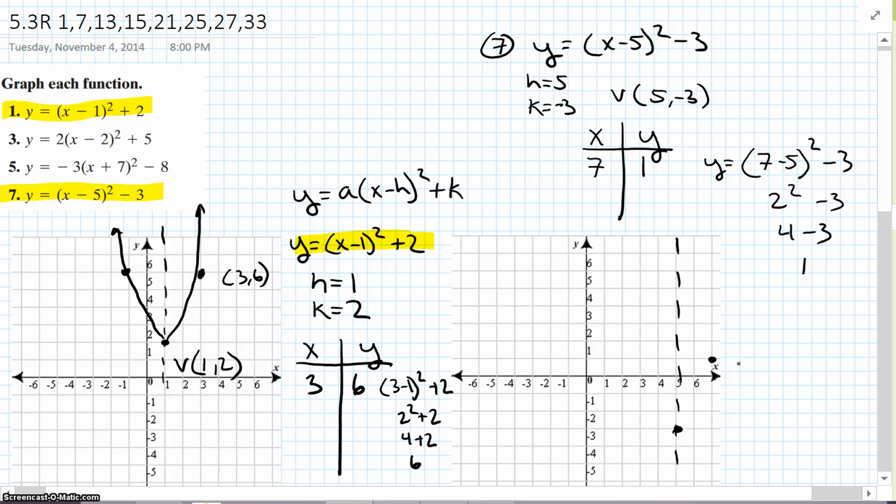That is 2 units away, so we can plot that point, 7, 1. We can plot our vertex, 5, negative 3. So if 7, 1 is 2 units away from the axis of symmetry, it's going to be 4 units away from its corresponding point. So now we can plot or sketch the curve. Easy enough.